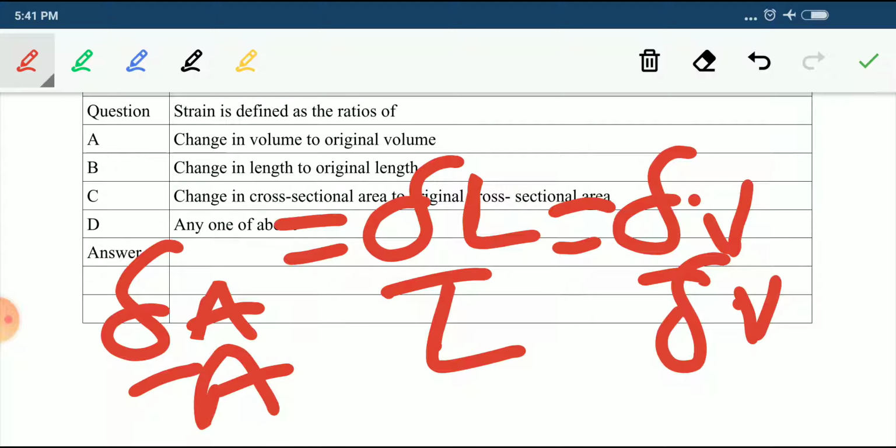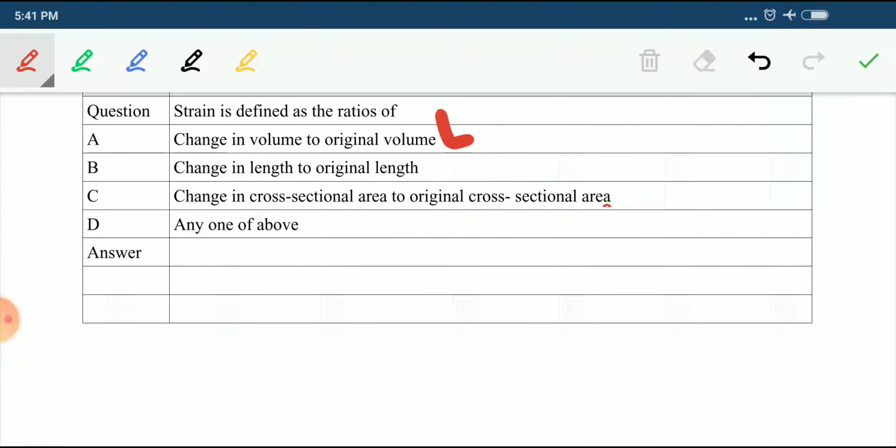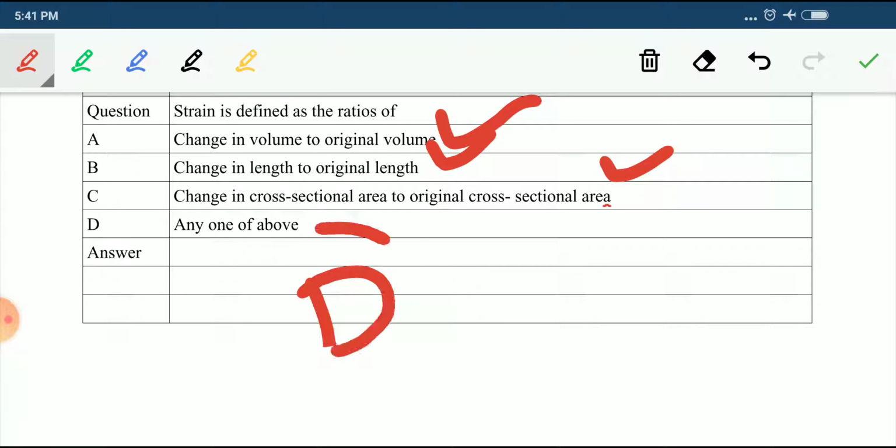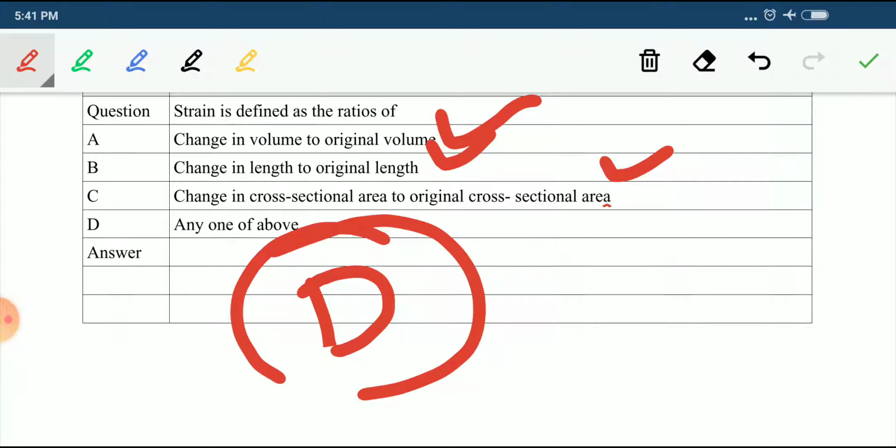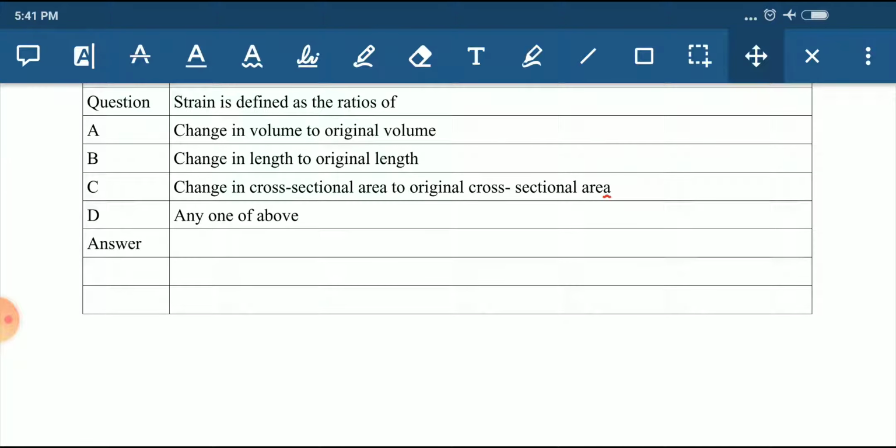For this question, any one of the above means all the answers are correct. This one, this one, this one. So what is the answer for this question? Any one of the above is correct. So D is the correct answer for this question. Next.